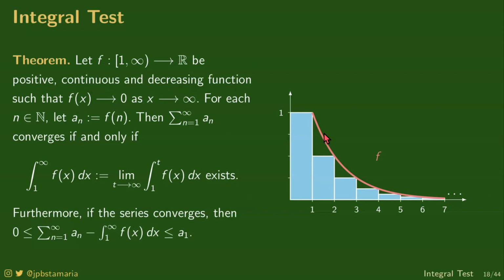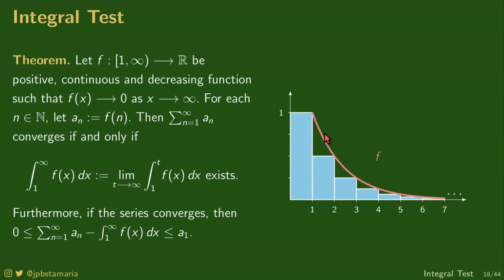Alright. So, for each n, i-define ko yung sequence na a sub n as follows. I will let a sub n to be f of n. Halimbawa, ano yung f of 1? Ito yung f of 1. Okay? Yung height niyan yung f of 1. Ito yung f of 2. Ito yung f of 3. Ito yung f of 4. Ito yung f of 5. Ito yung f of 6.